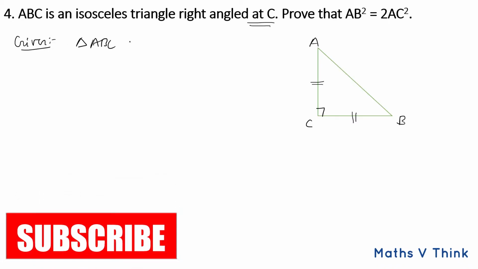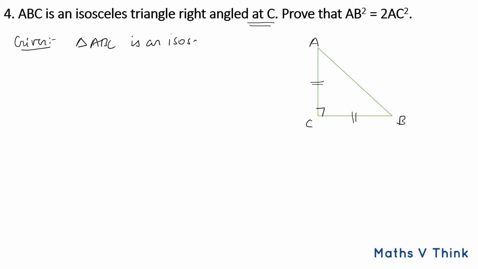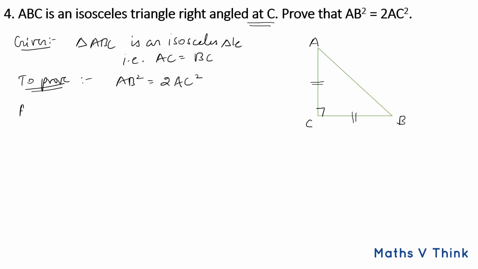Given: triangle ABC is an isosceles triangle, that is AC is equal to BC. To prove: AB square is equal to 2AC square. Proof.